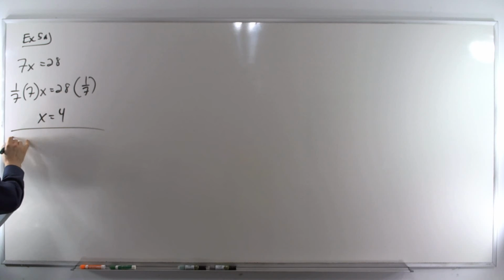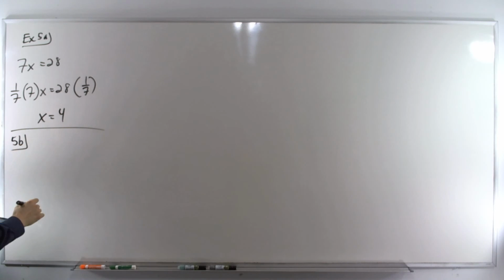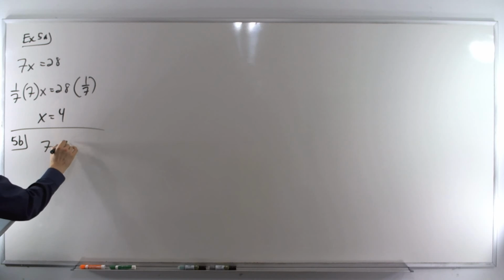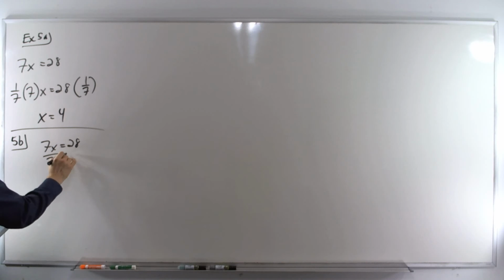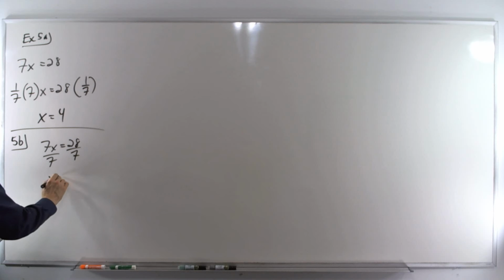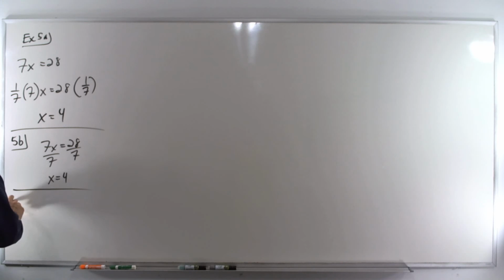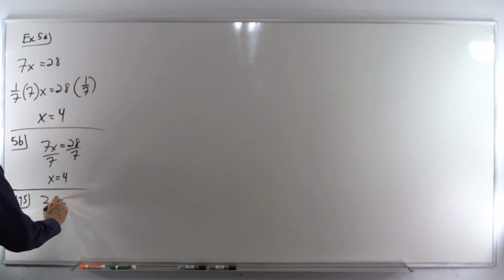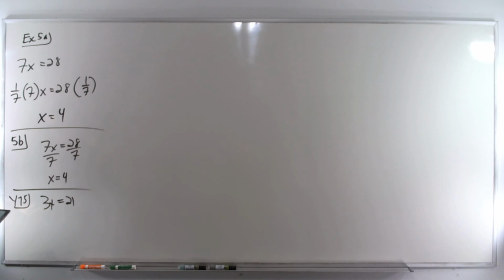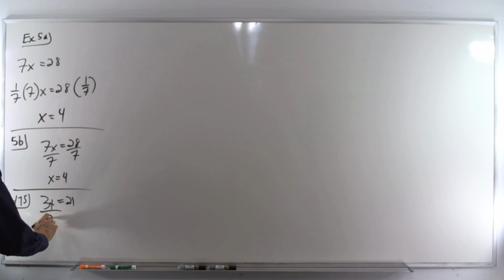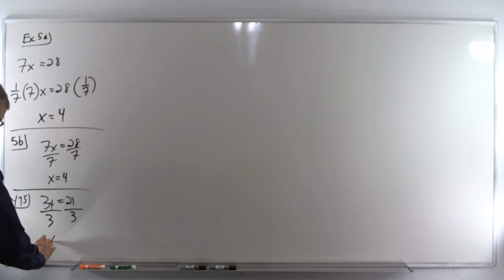Another way of writing that is just to divide both sides by 7, and x equals 4. So you could write them either way. Your turn, number 5. Right, got 3x equals 21. Divide by the coefficient on the variable. So divide by 3. And x is 7.